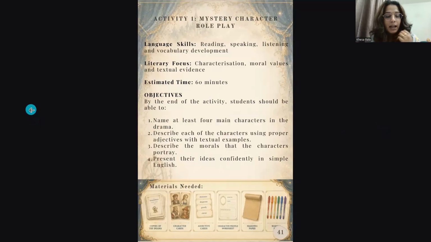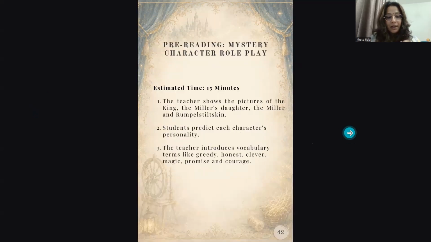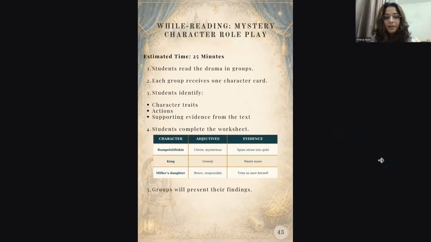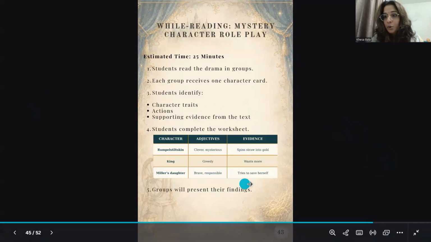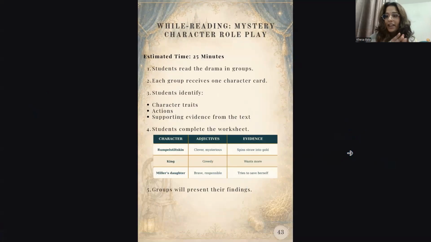They identify adjectives such as greedy, brave, clever, and responsible, and support their answers with evidence from the text. Finally, each group presents their answer and shares one moral lesson they learned. This activity improves students' reading, speaking, vocabulary, and critical thinking skills. So this is the worksheet they have to complete, and then the last part is they have to present their answer.